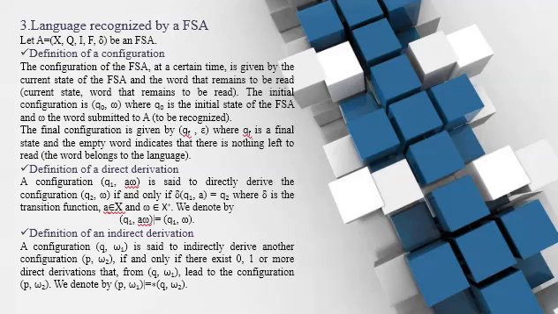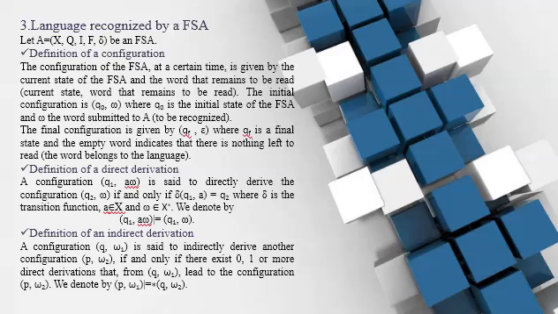As we mentioned in the introduction, the reason for using FSA is recognizing type 3 languages, so let's take a deep look at the language recognized by a FSA. Let A = (X, Q, I, F, delta) be an FSA. Firstly, the definition of a configuration. The configuration of the FSA, at a certain time, is given by the current state of the FSA and the word that remains to be read: (current state, word that remains to be read).